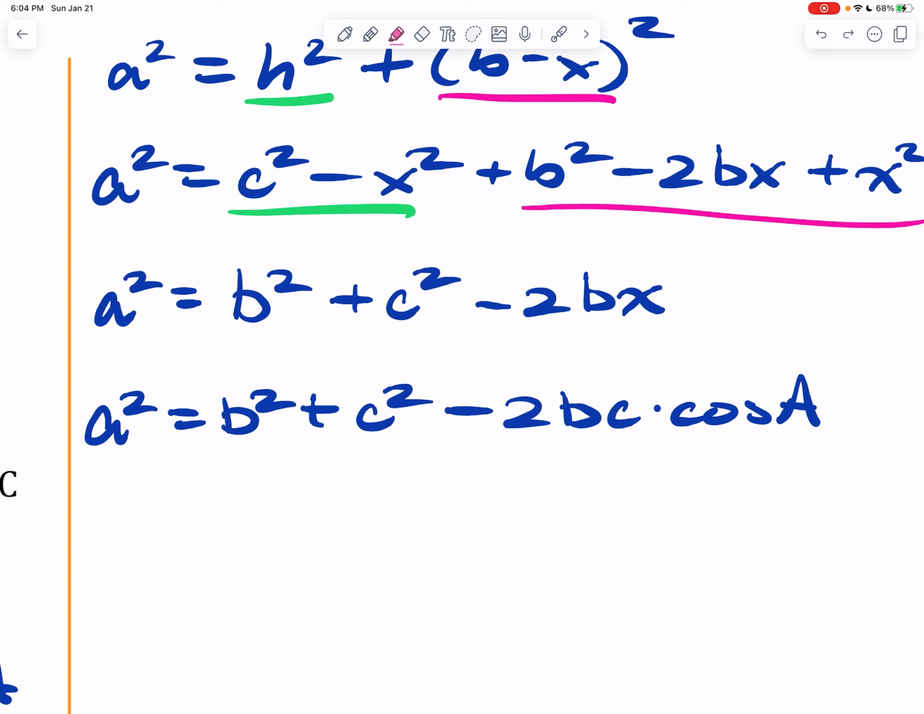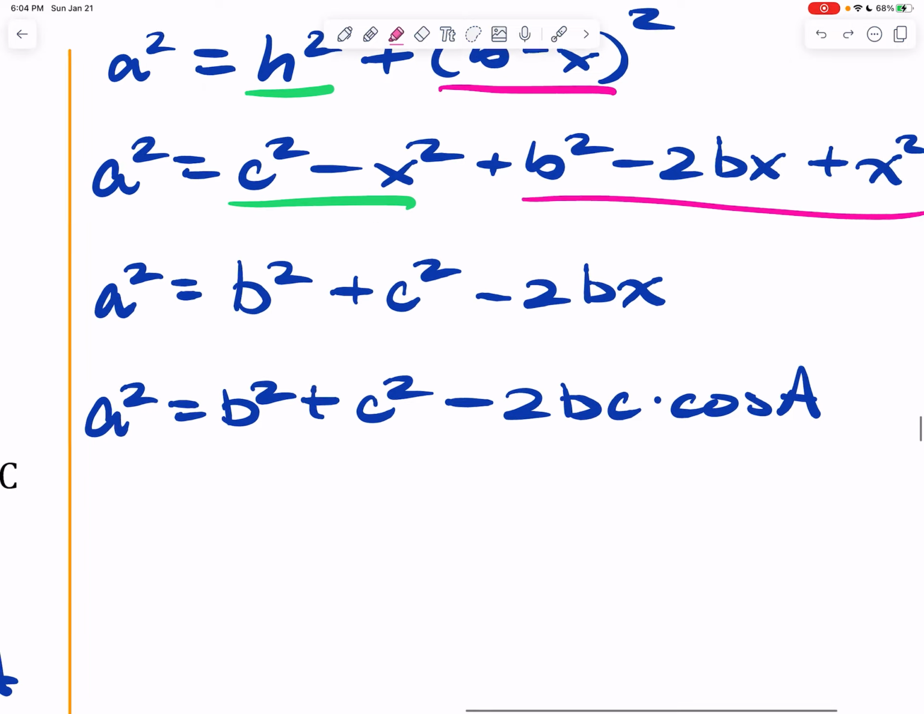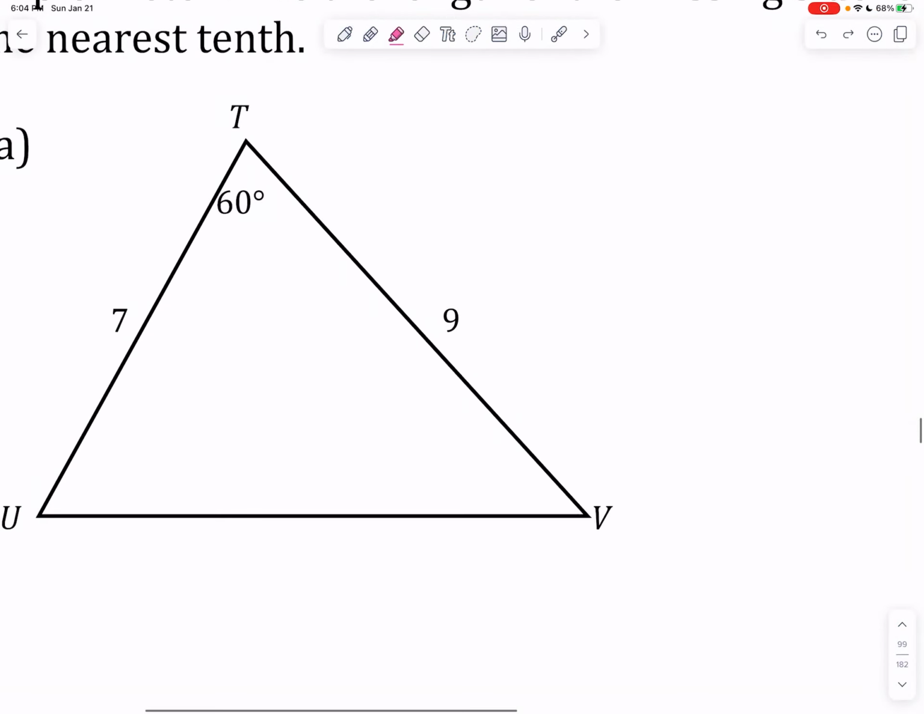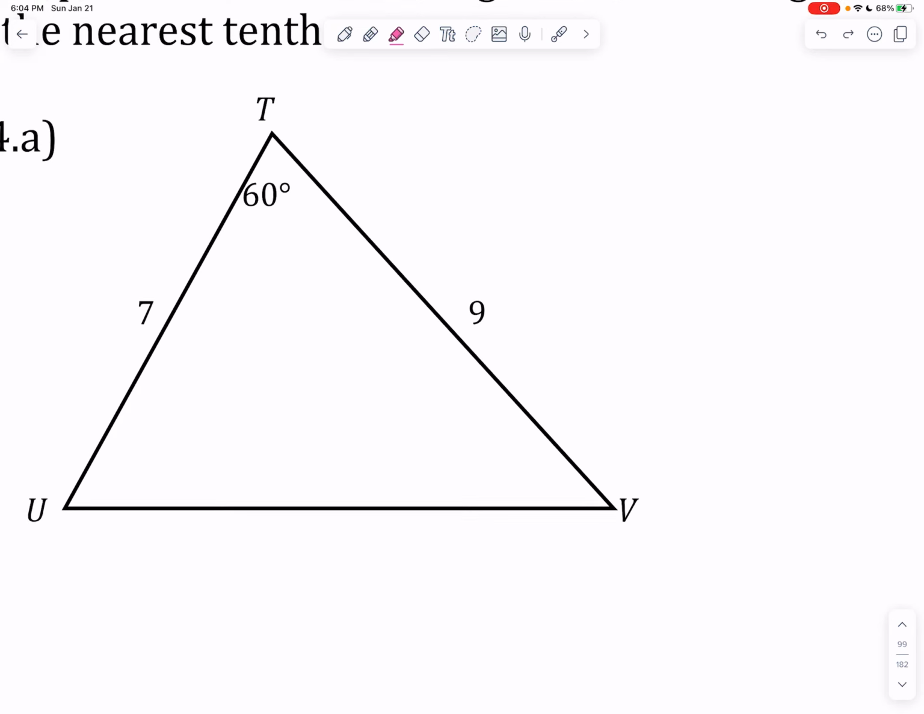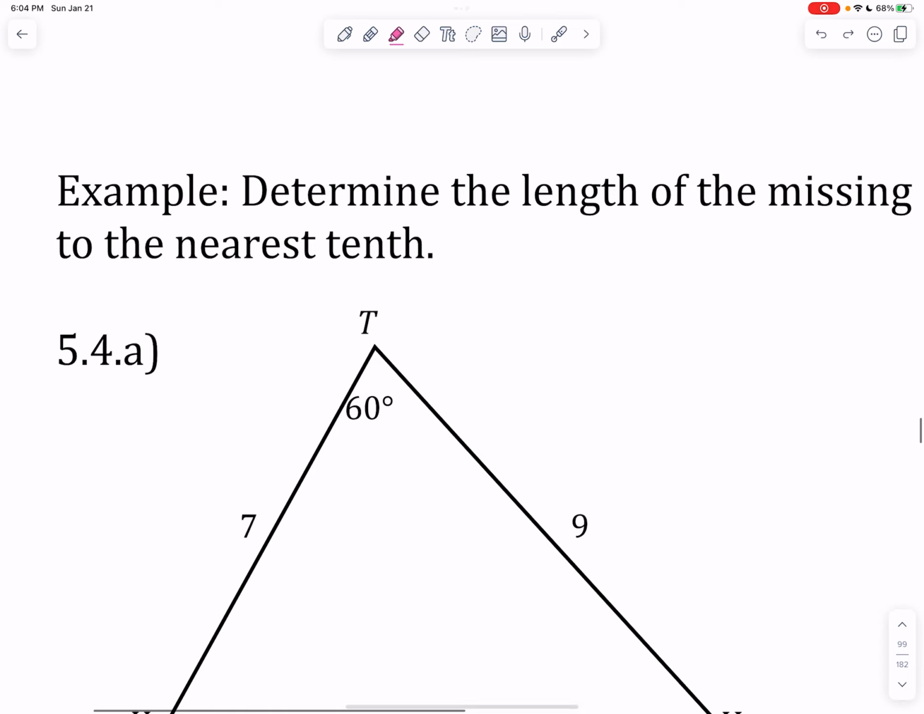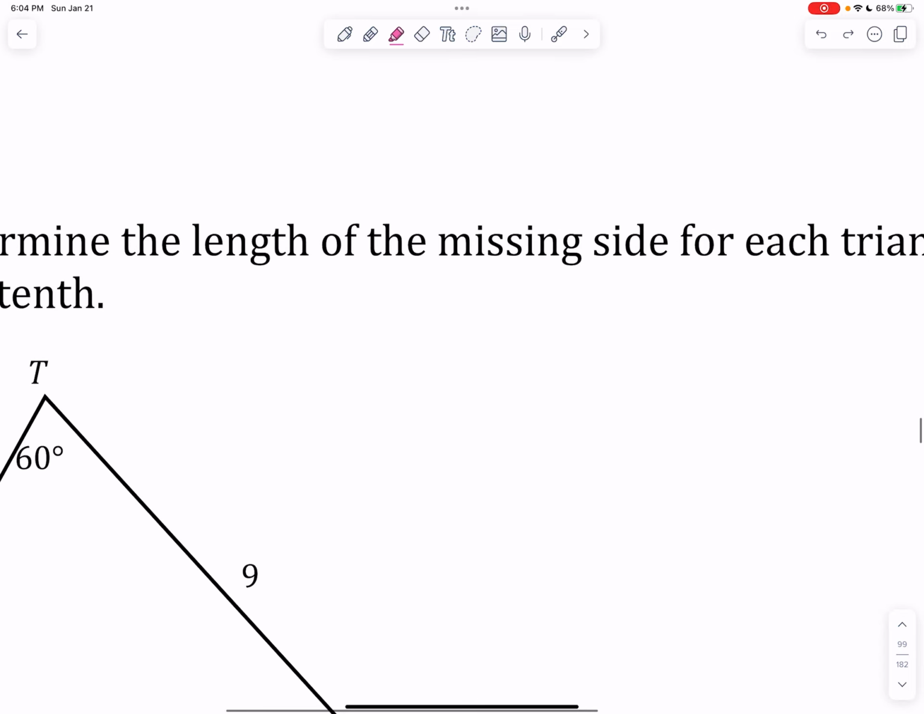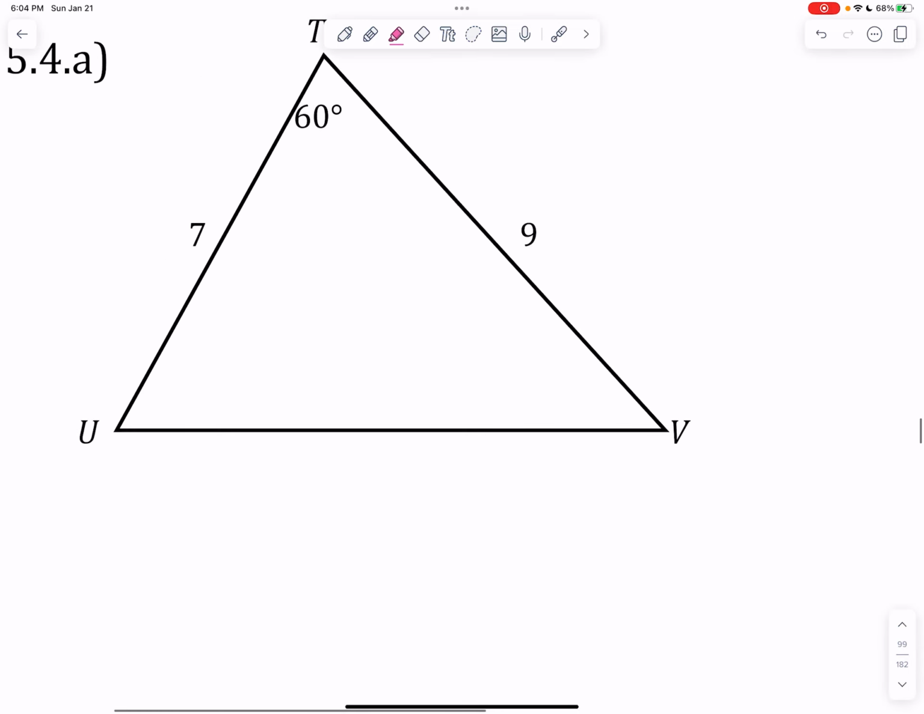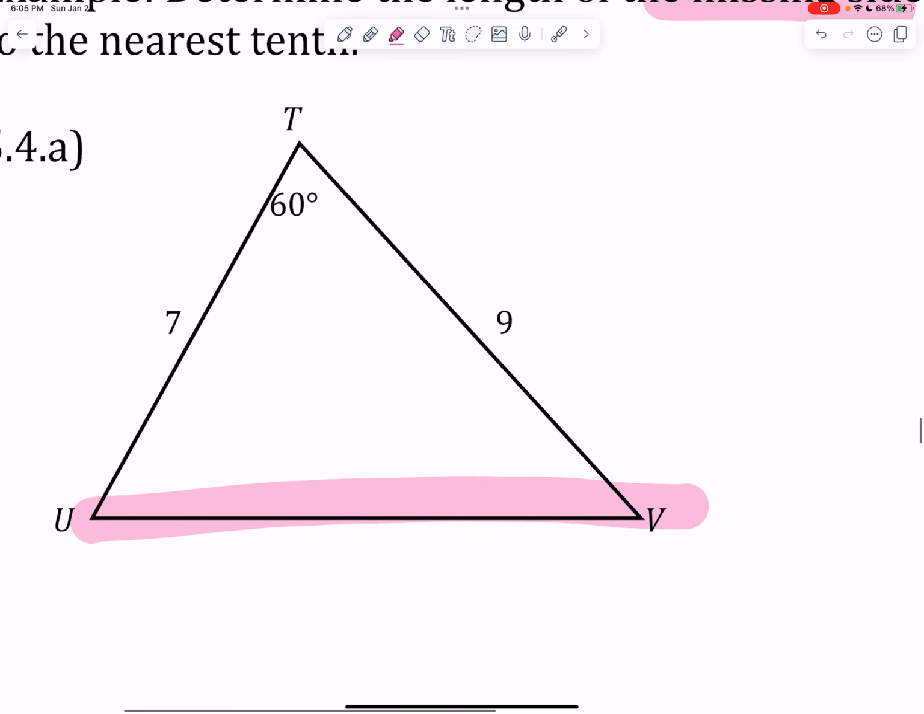But if we're dealing with a triangle that does not have a's, b's, and c's, we can't use a formula that has a's, b's, and c's. Like this. This triangle has a T, a U, and a V. And we need to find the length of the missing side. So we need to find this, which is side T, being opposite angle T.